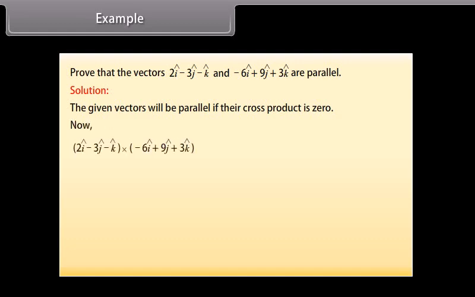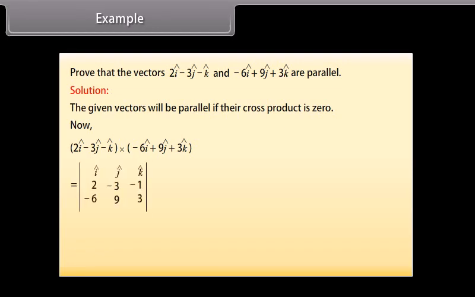Now, (2 cap i minus 3 cap j minus cap k) cross (minus 6 cap i plus 9 cap j plus 3 cap k) equals the determinant of row-wise: first row cap i, cap j, cap k; second row 2, minus 3, minus 1; third row minus 6, 9, 3. That equals (minus 9 plus 9) cap i plus (6 minus 6) cap j plus (18 minus 18) cap k equals 0. Hence proved.